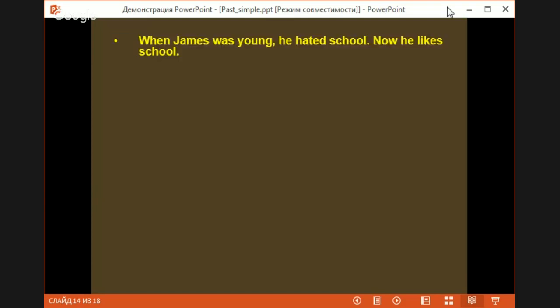Let's move on. Good. So now our job is the following. You will need to read this sentence and rewrite this sentence using the structure used to. I will give you the example. So when James was young, he hated school, and now he likes school. We can make a sentence. He used to hate school. I will project you more sentences. You will need to write a new sentence reflecting the same idea, but with used to. And I will show you the answers.